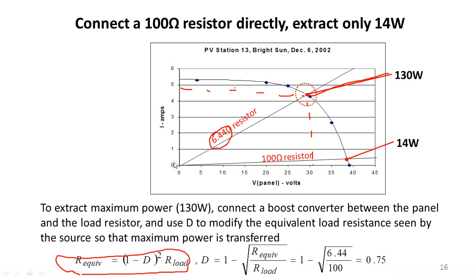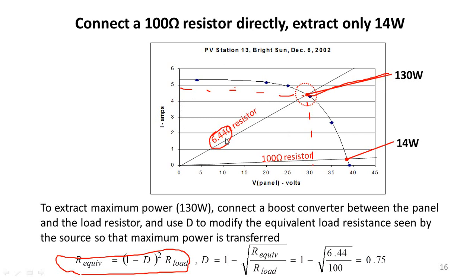I repeat, your R equivalent you have derived as (1 minus D) square into R load. R load is fixed, load value is fixed. I am fixing my load value as 100 ohm. When you are trying to change this operating point, then we found this equivalent value at 130 watts. Correspondingly your voltage and current value is going to be somewhere around 30 and 4.5. For that we have got a resistance of 6.44.